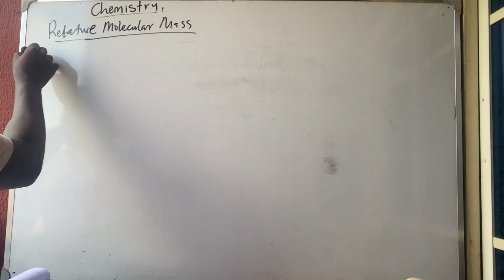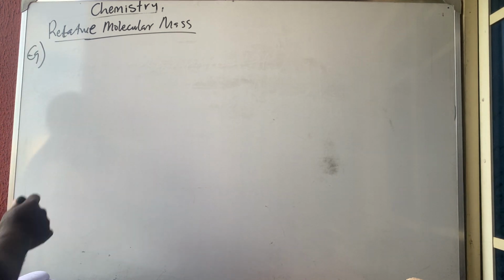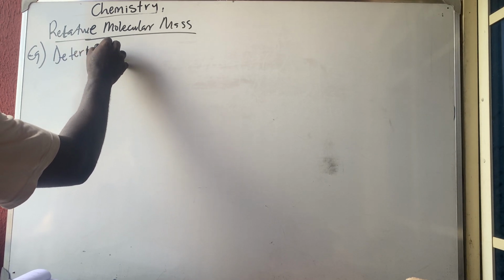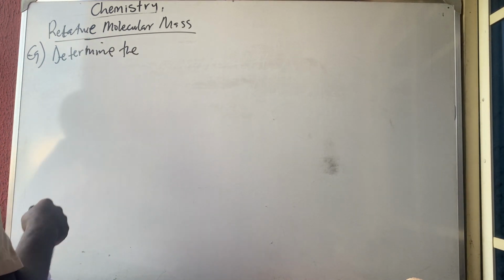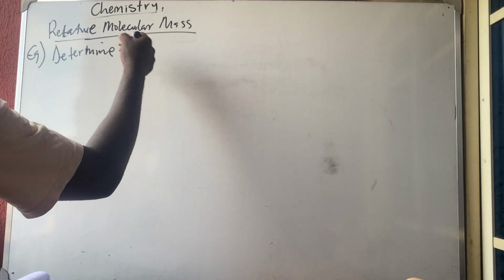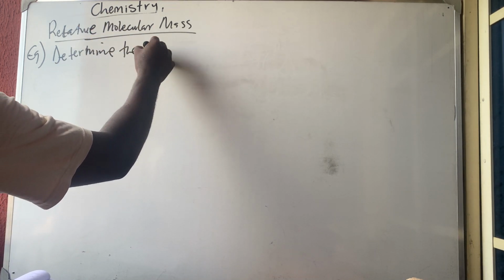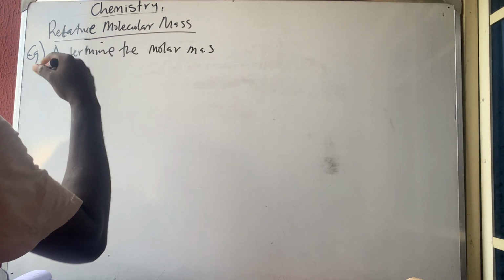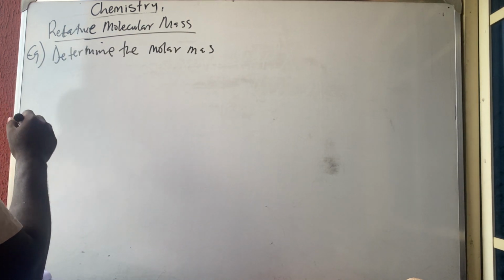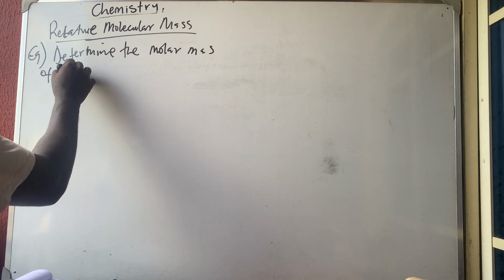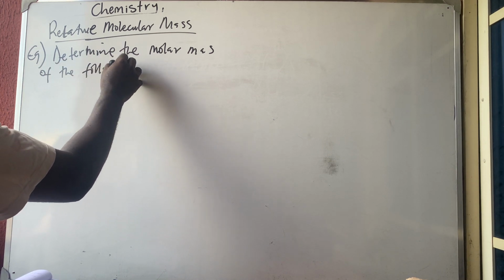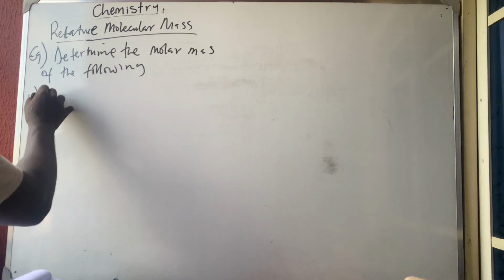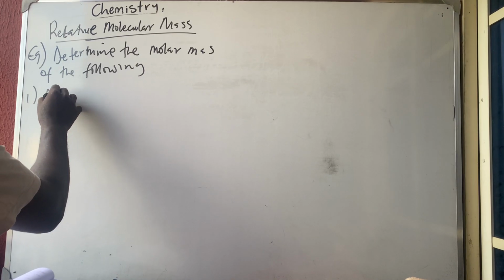So let's take some calculations to illustrate what we are doing. Example one. Determine the molar mass, you can call it the molar mass or relative molecular mass, of the following. Okay, the first one they said is ammonium.